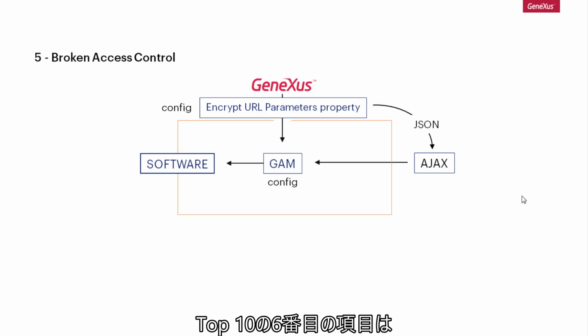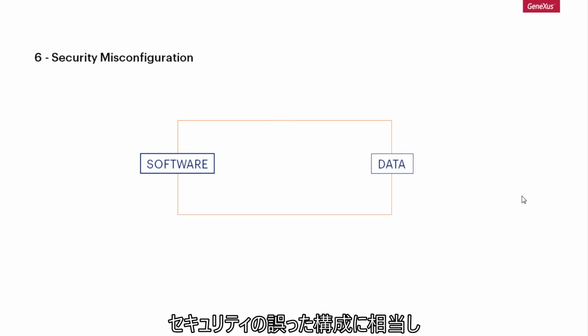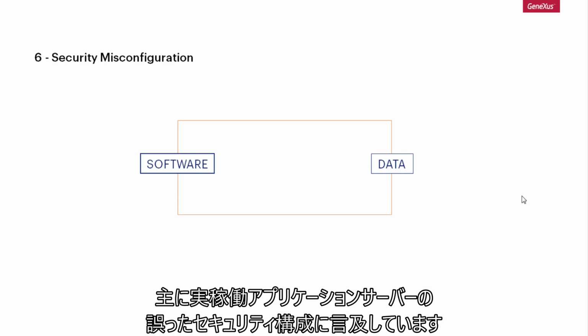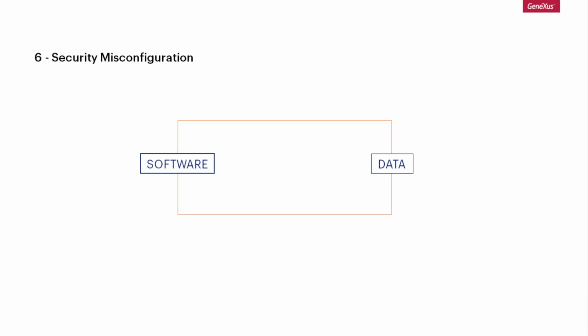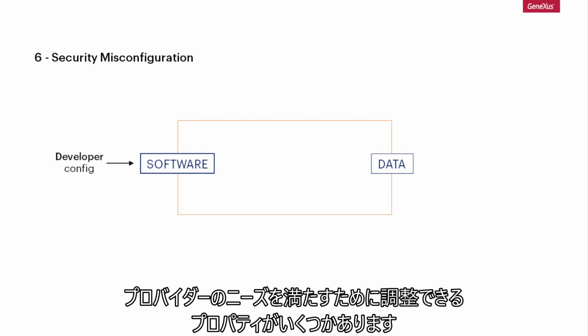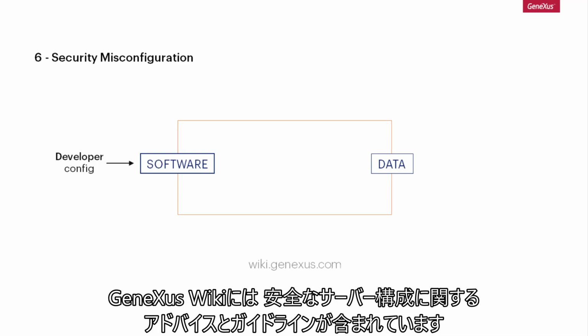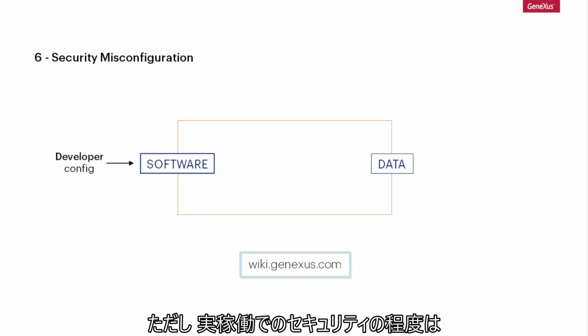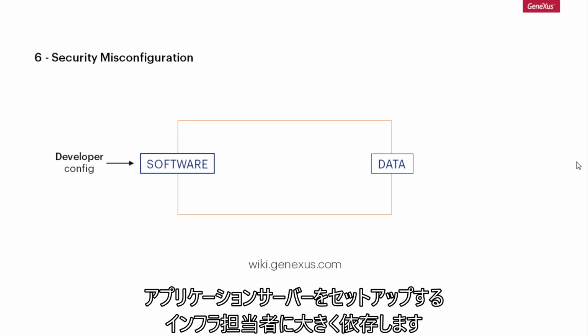The sixth item in the top 10 corresponds to security misconfiguration and mostly refers to erroneous security configurations in the production application server. For this case, GeneXus has some properties available that, even when disabling them is not recommendable, a developer can adjust in order to fulfill the provider's needs. The GeneXus Wiki includes some advice and guidelines for secure server configuration. However, the degree of security in production will depend, to a greater extent, on the individual in charge of infrastructure who sets up the application server.